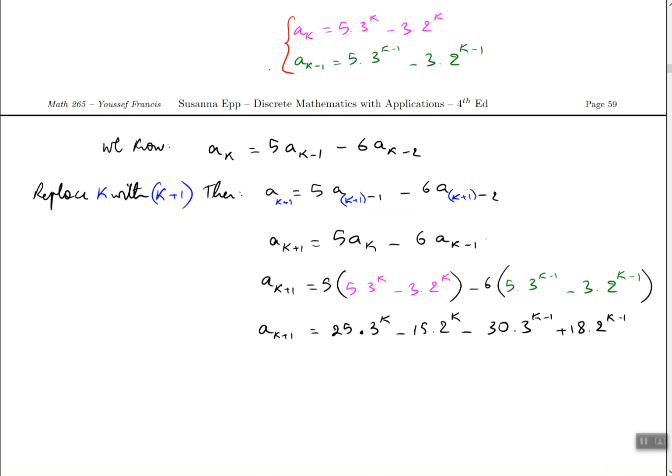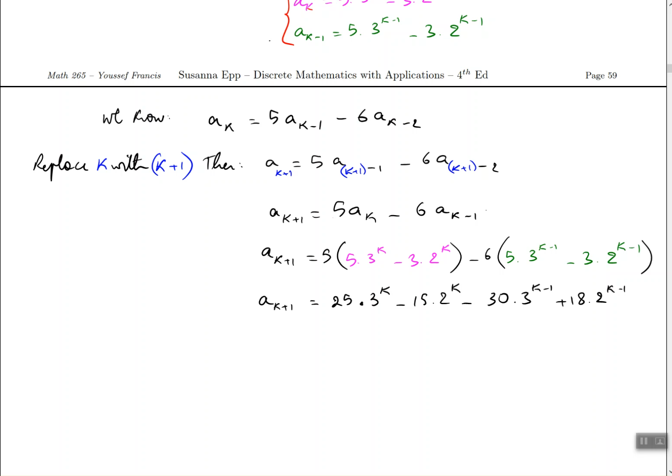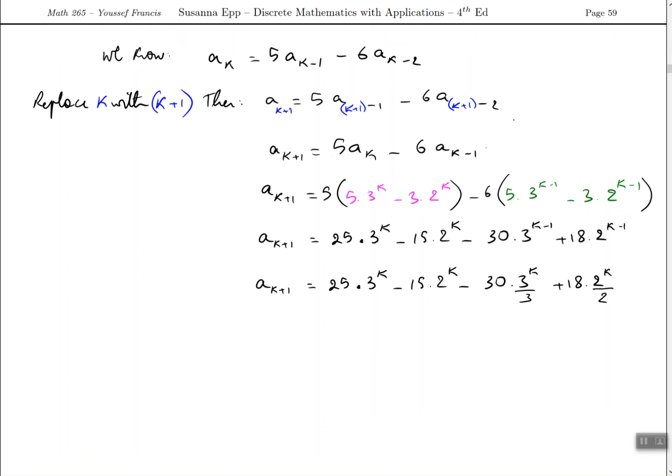Now, just keep in mind, what does it mean to write down 3^(k-1)? Using exponent rules, I can interpret it as 3^k all divided by 3^1. So I'm going to go ahead and do that for the 3^(k-1) and for the 2^(k-1). I'm going to rewrite them in this following way. And so if I did that, what would I get? So there we have it. If I rewrite it, I'm just going to have a bunch of fractions at the very end.